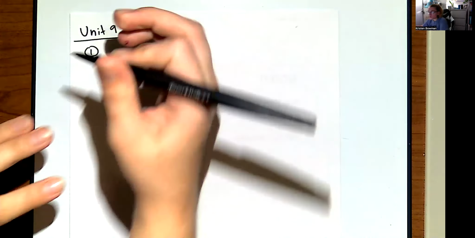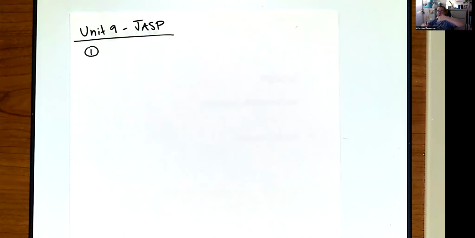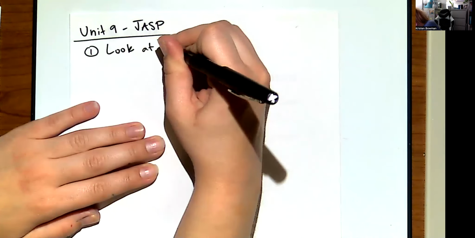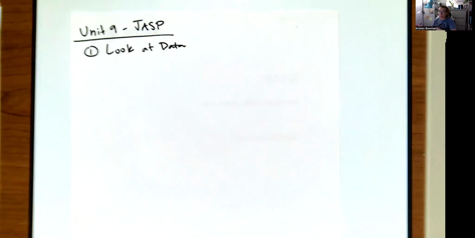So this is assuming that you've downloaded your data and you've uploaded it into JASP, right? The first thing you're going to do is look at the data in JASP. So I'm going to put look at data. This just means that you've uploaded your data into JASP. You could also write this as the first step is upload data to JASP. That's fine too. But basically, I want you to make sure that you see what your data looks like. You have all these variables, you have all these participants, and here are all their scores.